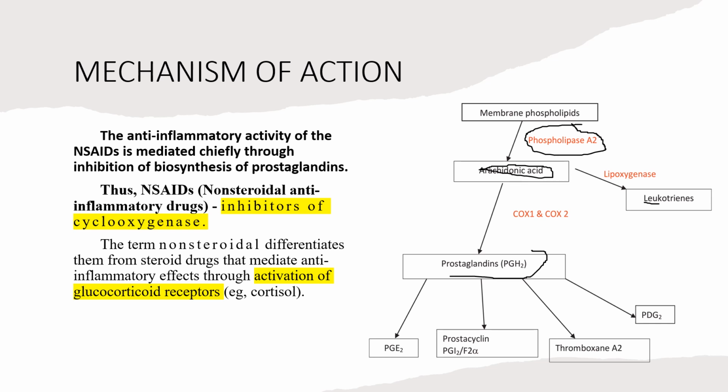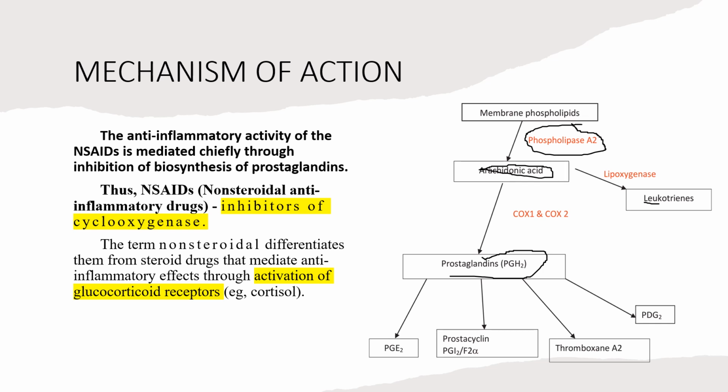Now, one of the ways by which this arachidonic acid may get transformed into prostaglandin is via COX-1 and COX-2, and another way is via lipoxygenase, which will transform it into leukotrienes. So these NSAIDs inhibit COX-1 and COX-2. Actually there are two types of inhibitors of COX. First is the non-selective, which will inhibit both COX-1 and COX-2, and second is the selective COX-2 inhibitors.